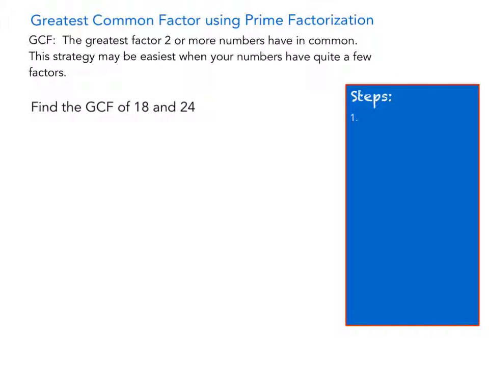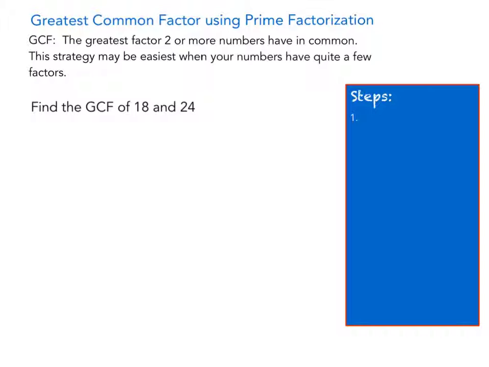In this lesson, we will be finding the greatest common factor using prime factorization as a strategy. Just a reminder, the greatest common factor is the largest factor two or more numbers have in common. The strategy of prime factorization may be easier when your numbers have quite a few factors to list. Let's start with the example 18 and 24.